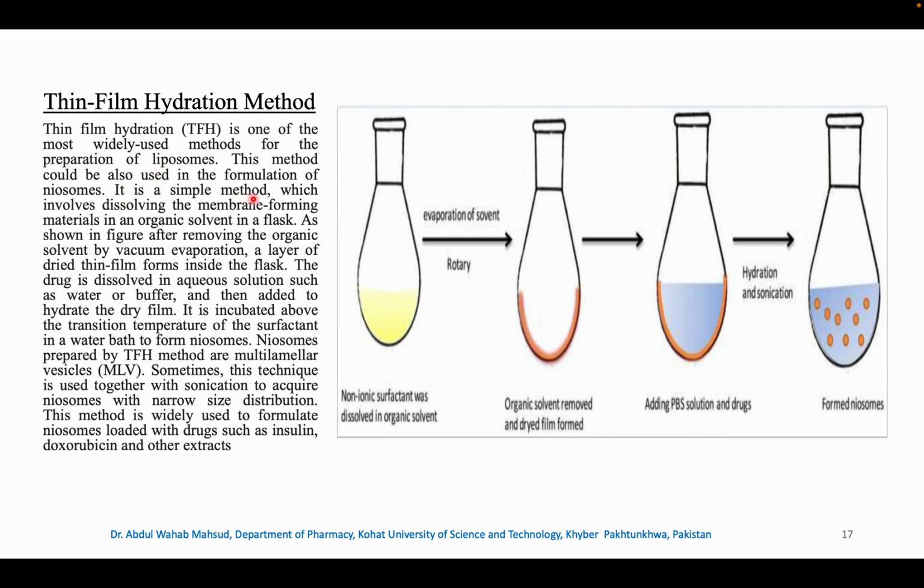It is a simple method which involves dissolving the membrane forming materials in an organic solvent in a flask. As you can see, these are the different flasks over here. In a flask, as shown in the figure, after removing the organic solvent by vacuum evaporation, a layer of dried thin film forms inside the flask. Like you can see, a layer of thin film is formed inside of the flask.